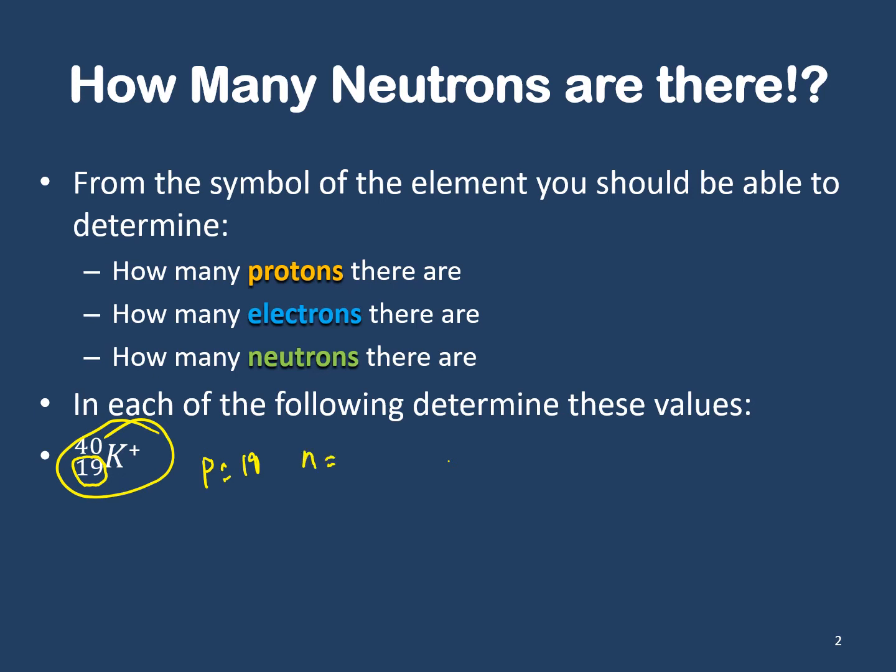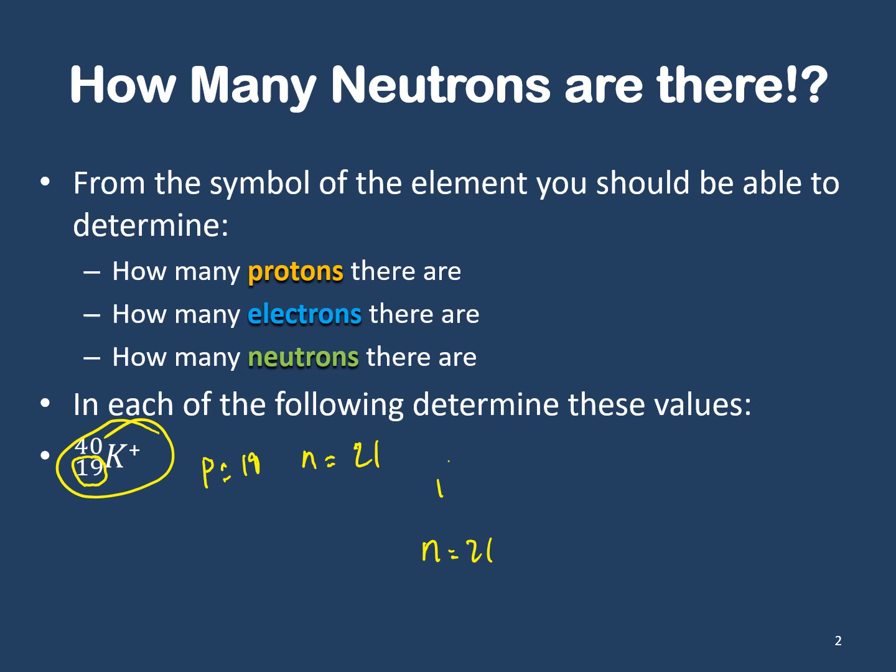Neutrons, we have to determine from the mass number, right? So we know the mass number is protons plus neutrons. Our mass number is equal to 40, and that's equal to protons plus neutrons. And since I know my protons are 19, then I must have 21 neutrons.